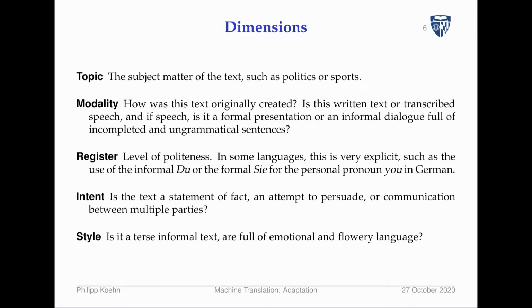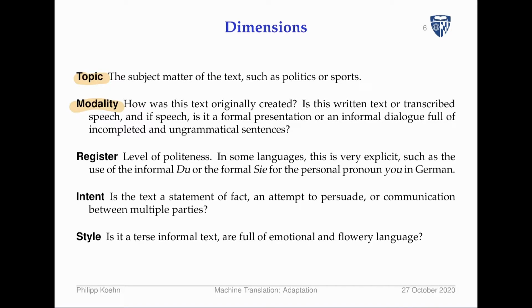So let's get a bit more analytical about this and think about the dimensions of domain. So the first that comes to mind is topic. What's the subject matter of the text? Is it politics? Is it sports? Is it lifestyle? The next one is modality. So how was the text originally created? Is it written text or transcribed speech? And if it's speech, is it a formal presentation or informal dialogue full of incomplete and ungrammatical sentences?